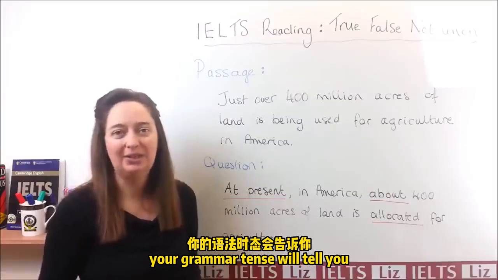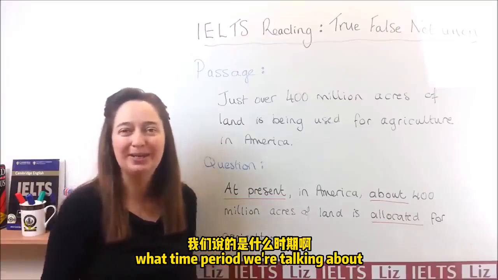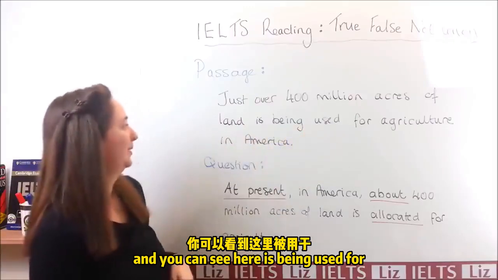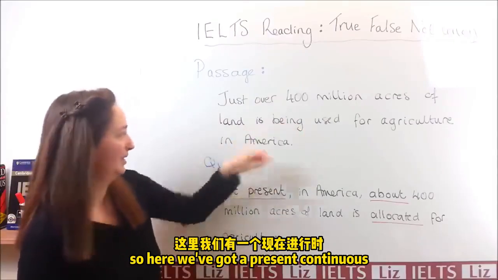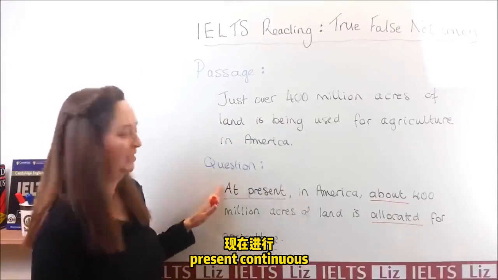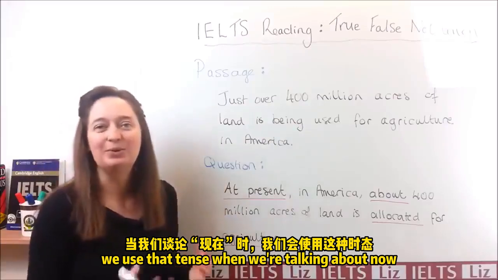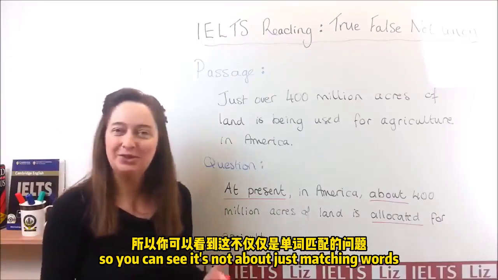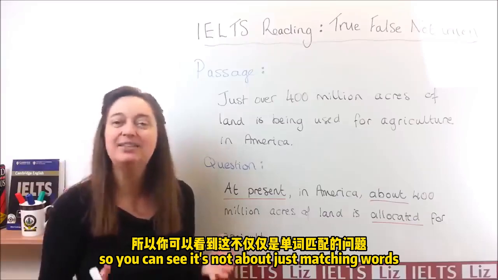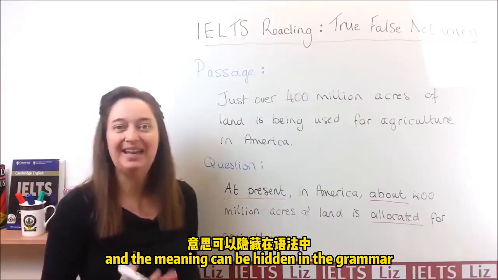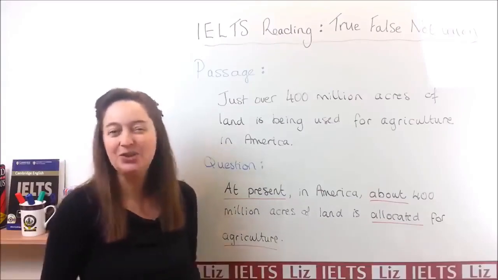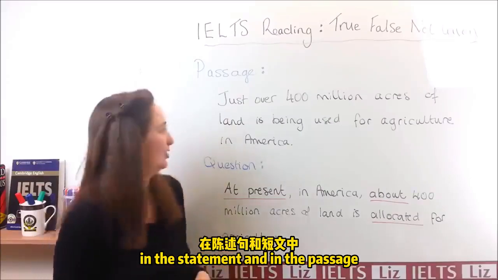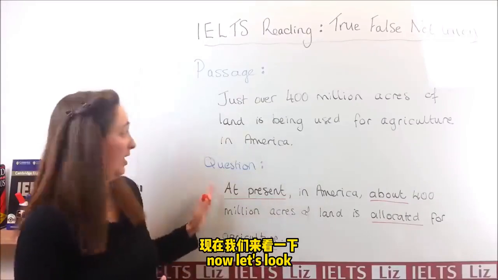Your grammar tense will tell you what time period we're talking about. Is it the present or the past? And you can see here, is being used for. So here we've got a present continuous. That means present continuous, we use that tense when we're talking about now, at the moment, at present. So you can see it's not about just matching words, it's about matching meaning. And the meaning can be hidden in the grammar. So you have to pay attention to everything in the statement and in the passage. Now let's look, so that's the same.